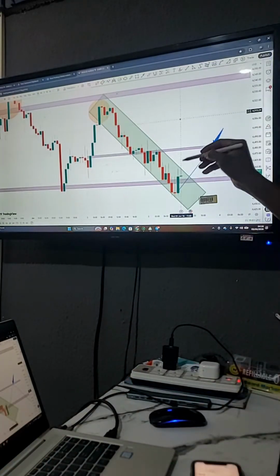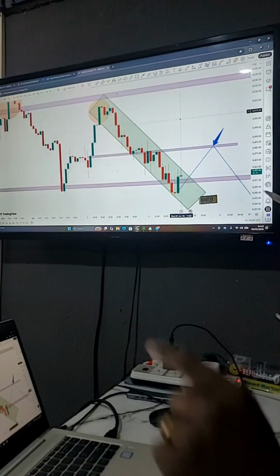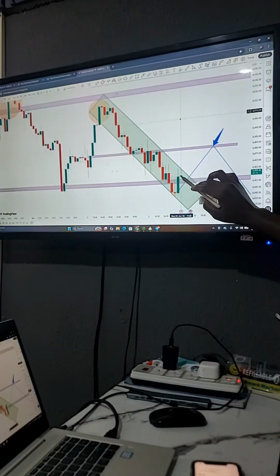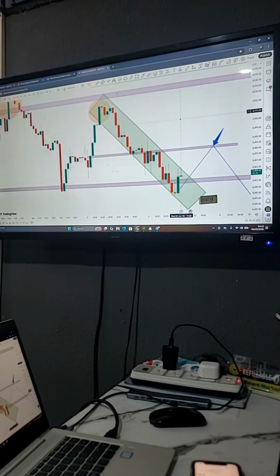So now, this particular pullback that is happening, let me tell you why this gold is shifting down. Many traders are going to take sell. I'm not going to lie to you. Many people will take sell now, and they are going to lose the trade. Let me tell you why.